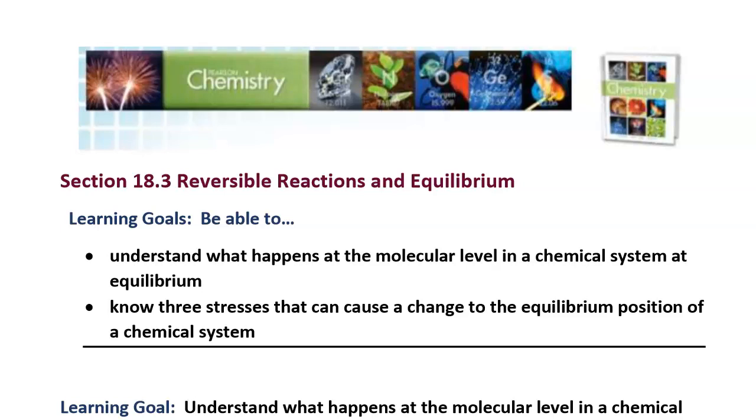This video is for section 18.3 about reversible reactions and equilibrium. The learning goals are to understand what happens at the molecular level in a chemical system at equilibrium, and to know three stresses that can cause a change to the equilibrium position of a chemical system. So there were some vocabulary words in those learning goals. We'll make sure we discuss those.